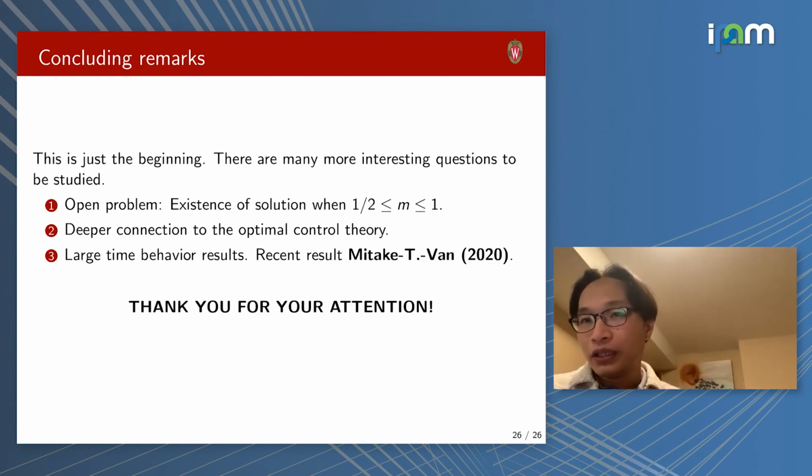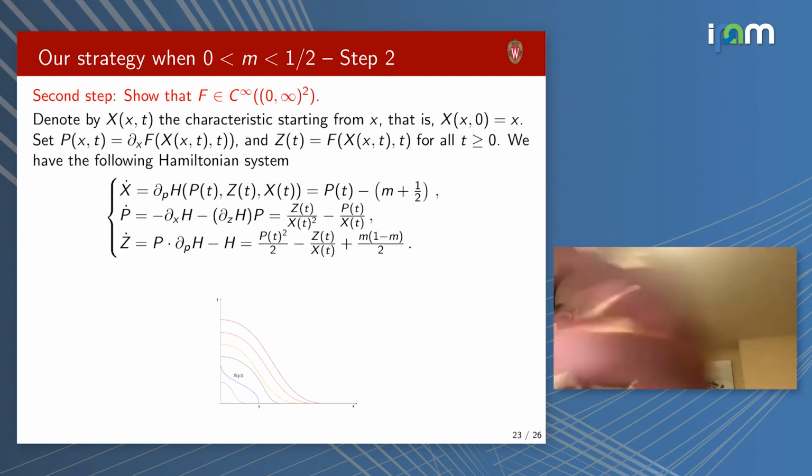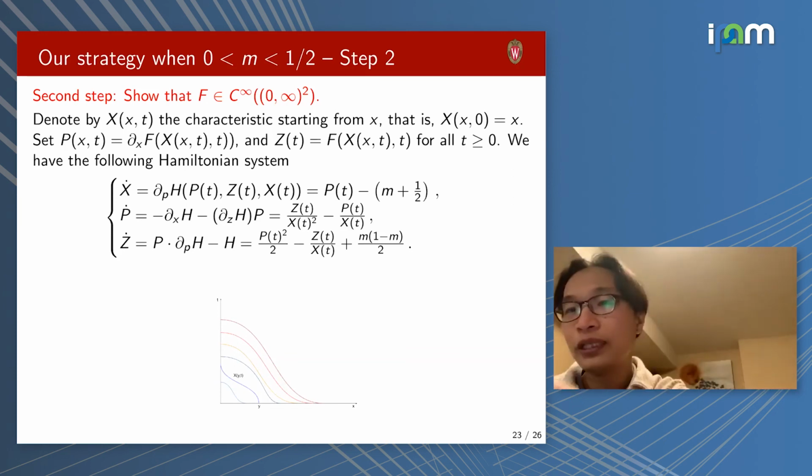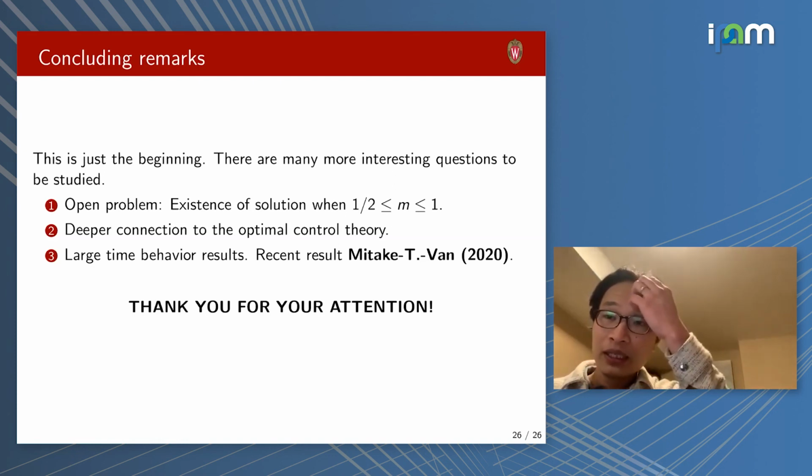Also, you have seen that we should be able to understand deeper the optimal control theory hidden here. You have seen that I have written down here a Hamiltonian system. So far we have not understood this one very well. Maybe there are some magic tricks hidden here that we should be able to utilize better, but so far we have not been able to do that. And finally, long-time behavior results. That's important. We have a recent paper with Yoshimitake and Sun Van. We just finished it.